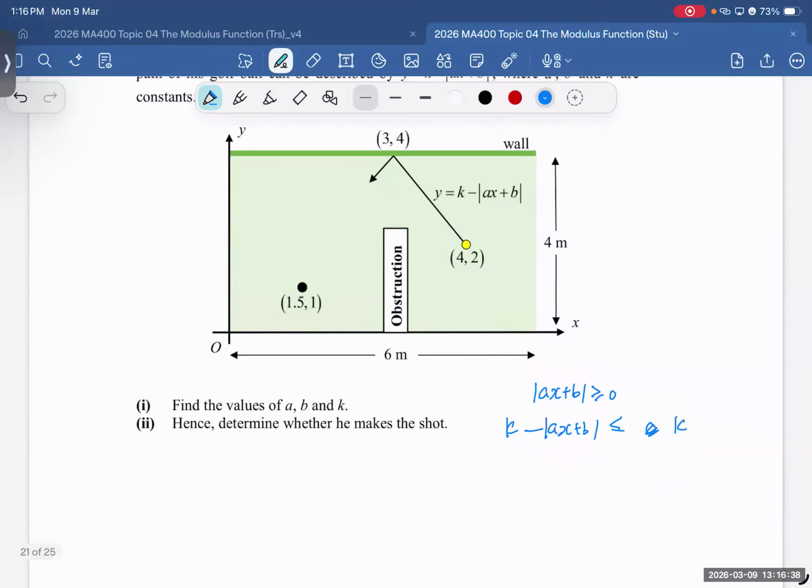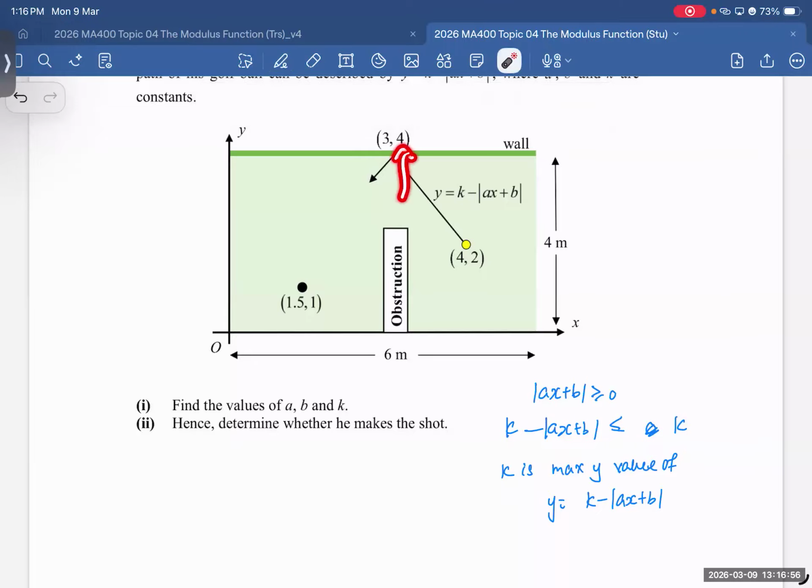So K is the maximum value. Am I right to say it's the max Y value, or K minus A plus B? What do you think K is? Correct, because you saw this, right? So straight away, you can say K equals 4.